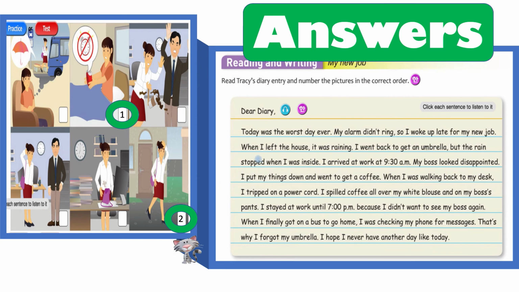And number 3? Bottom left. Yep. Alright, she arrived at work late. Her boss was disappointed. And number 4? Number 4 is top right. Yeah, she spilt the coffee. And number 5? Is bottom middle center. Yes, alright, she spilt it on her blouse too. What a bad day. Yeah, what a bad day.